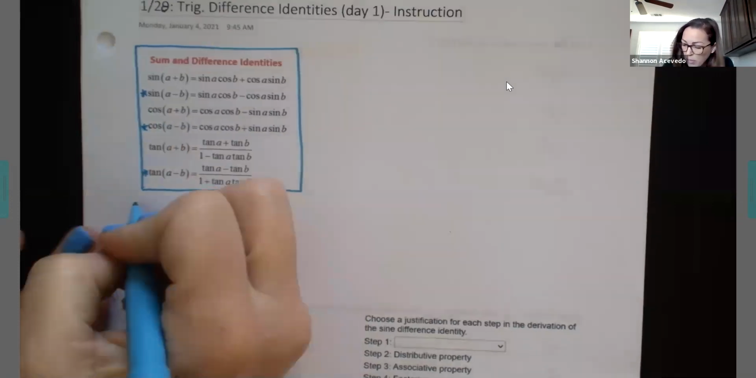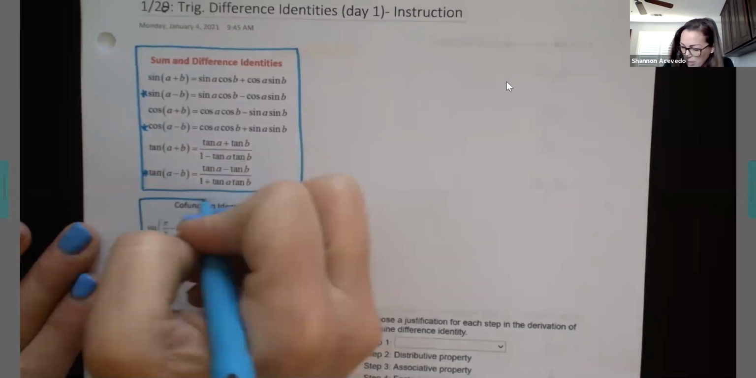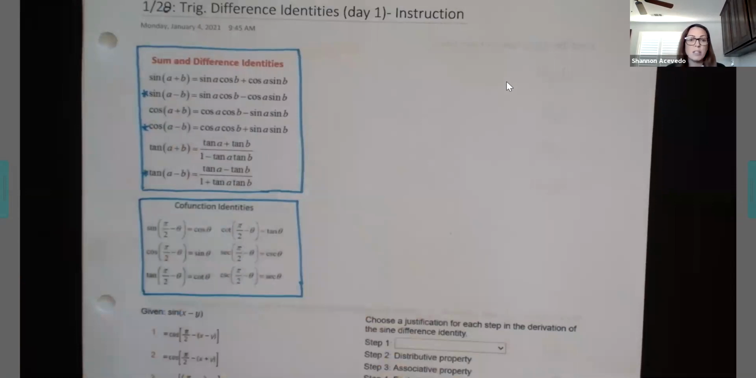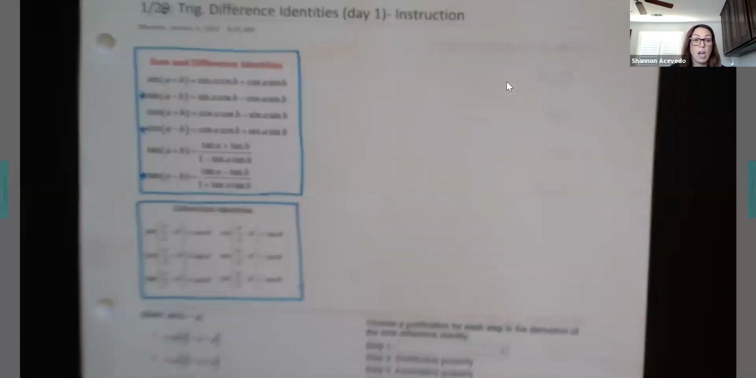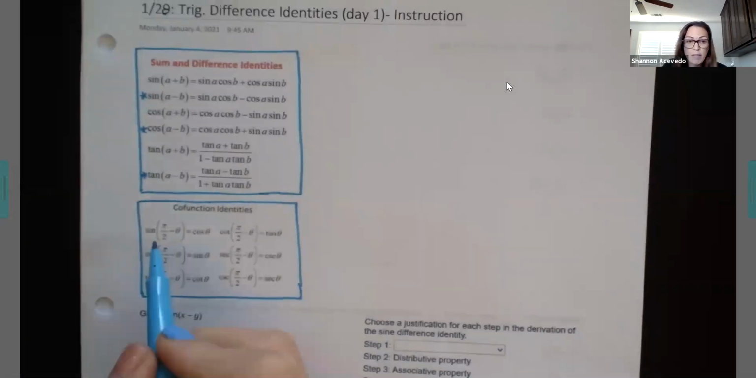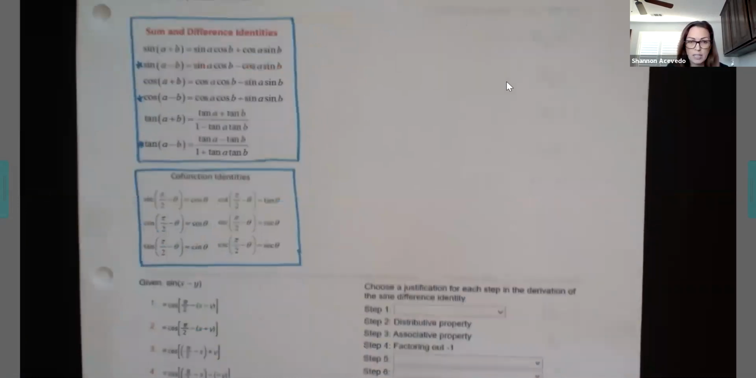The other thing is our co-functions. It's basically saying if we add or subtract these values of pi, then we can get these pieces that are going to be equal. So if I take the sine of pi over 2 and subtract theta, it's equal to cosine. The difference between a sine and a cosine is going to be that value of pi over 2. Just some correlations, so you can see them here. Those are what we call our co-function identities.